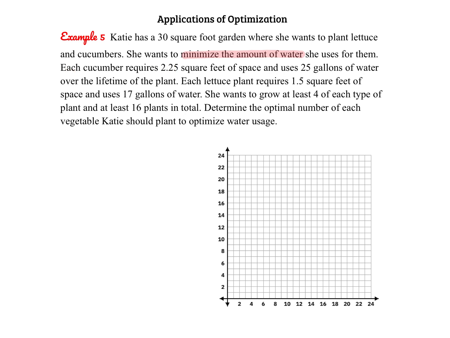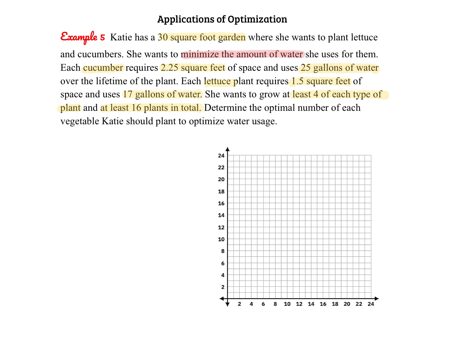It says each cucumber requires 2.25 square feet. So that's for each cucumber. And again, we have a 30 square foot garden, and it uses 25 gallons of water over the lifetime of the plant. And each lettuce plant requires 1.5 square feet of space and uses 17 gallons of water. And then we have a couple more constraints. It says she wants to grow at least 4 of each type of plant and at least 16 plants total. So we need to determine what's the optimal number of cucumbers and lettuce plants she should plant to minimize that water usage.